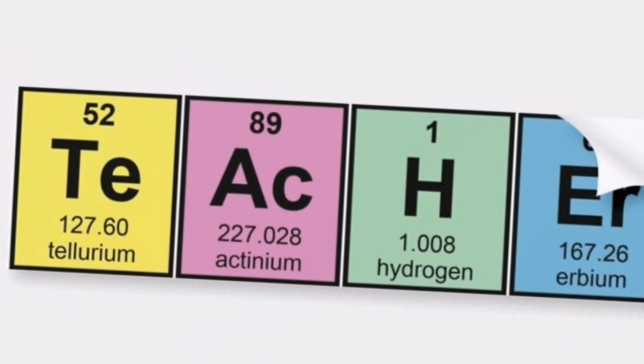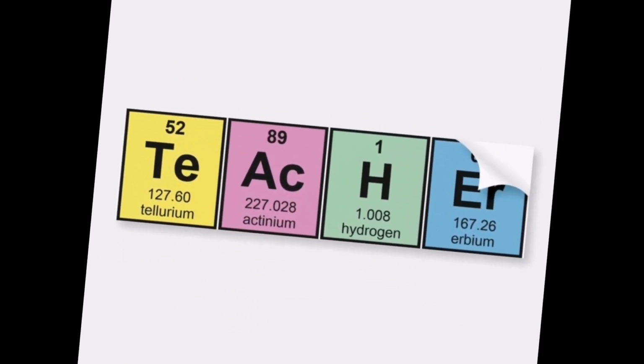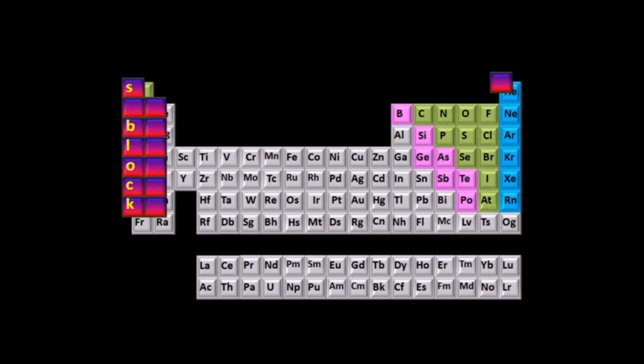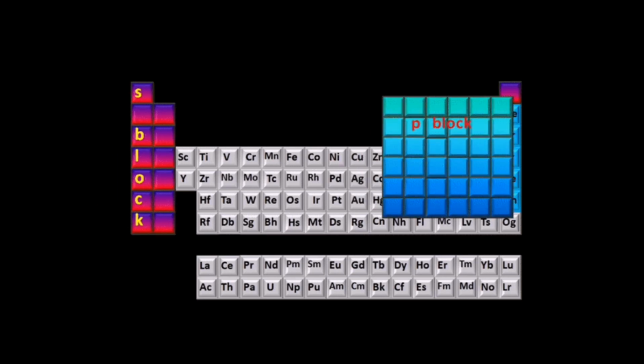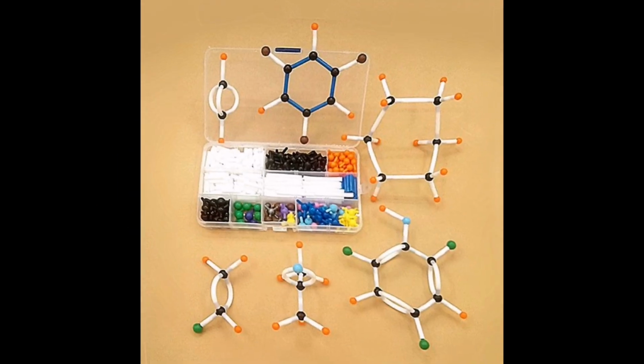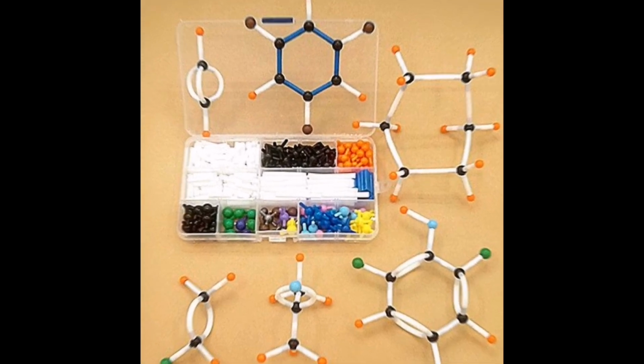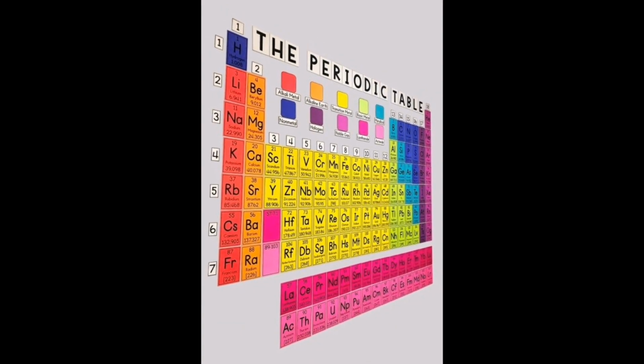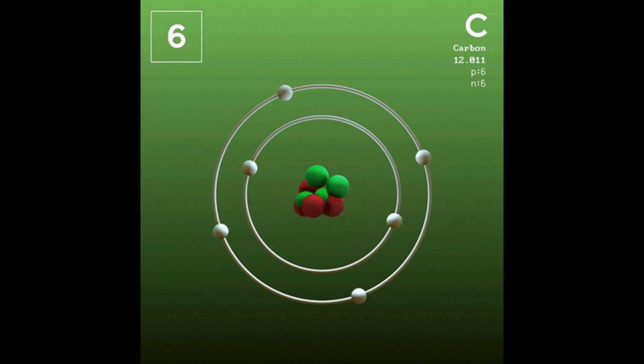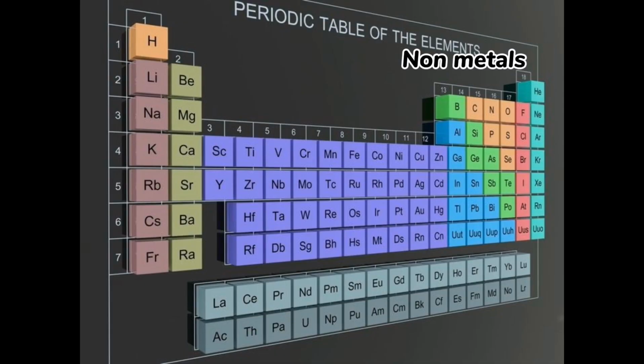F block elements. Elements in which the last electron enters any one of the 7 f orbitals of their respective antepenultimate shells are called F block elements. These are the lanthanides and actinides. Based on nature and characteristics, elements are classified into 3 main types.